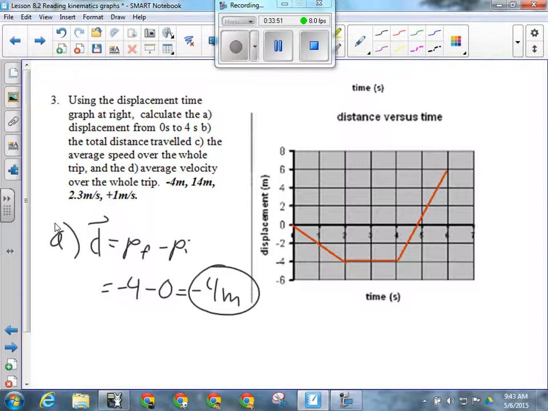No, it's pretty straightforward. Okay, for B, the total distance traveled. Well, we know from here to here the distance is 4, right? Because in this part right here it doesn't go anywhere. And then from here it goes from negative 4 to positive 6, which is another 10 meters. So the total distance traveled is 14 meters. I just add them all up because distance is scalar. For part C, average speed over the whole trip. Well, I just calculated total distance to be 14.